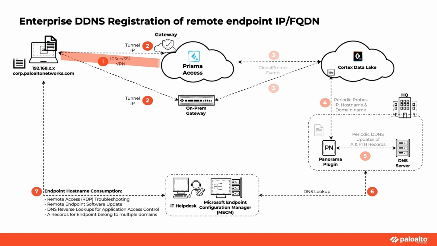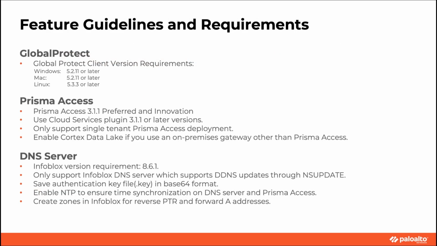Enterprise customer IT and help desk staff will be able to connect and manage the endpoint by using the FQDN of the device. Software such as the Microsoft Endpoint Configuration Manager (MECM) can also consume the DNS for software updates remotely. Financial customers also benefit from this feature as they rely on DNS reverse lookups to perform certain banking application access control to endpoints. Last but not least, for customers who have multiple domains, GlobalProtect DDNS registration can create A records per domain. Let's talk about deployment requirements before jumping into the demo.